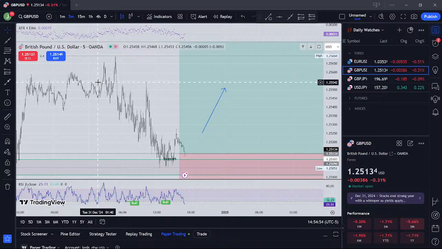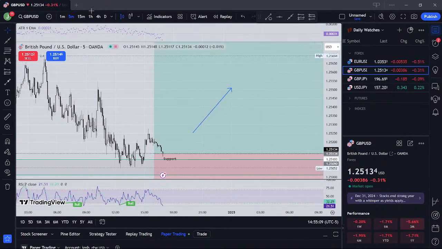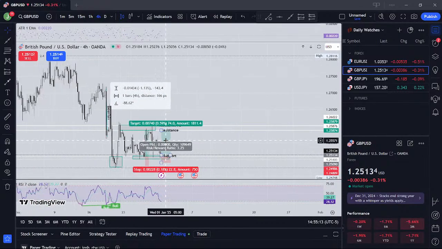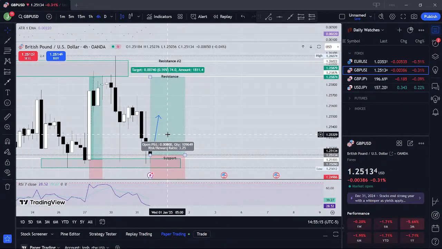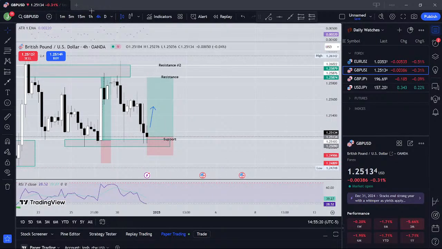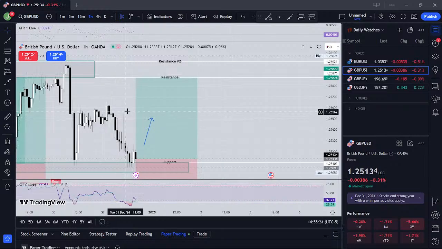Oh, I also have to make sure I add the spread to my calculation as well, because that can take me out very quickly if something just happens in the market. Yeah, it should go up and hit the resistance. So I'm going to check this out right now.